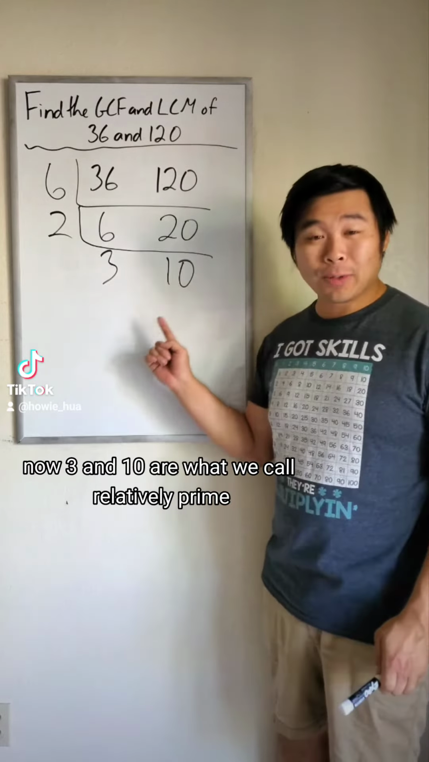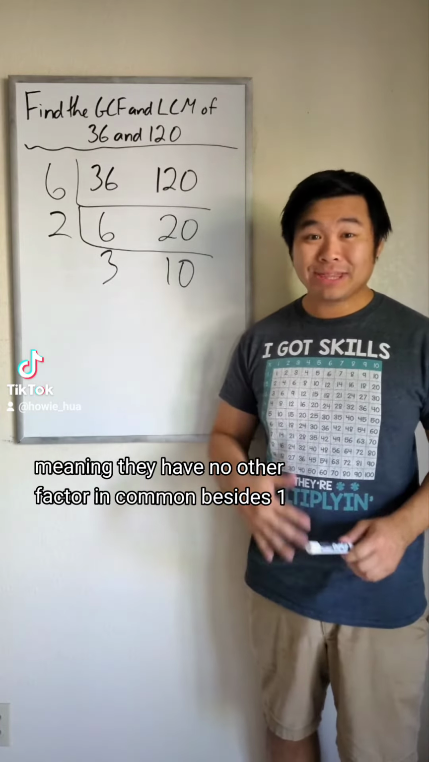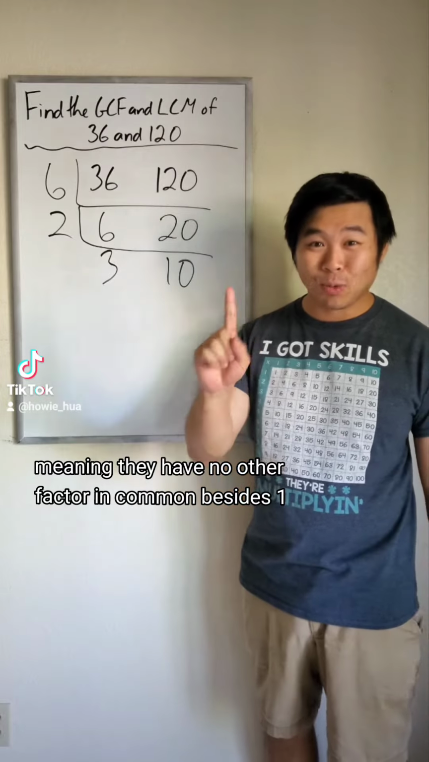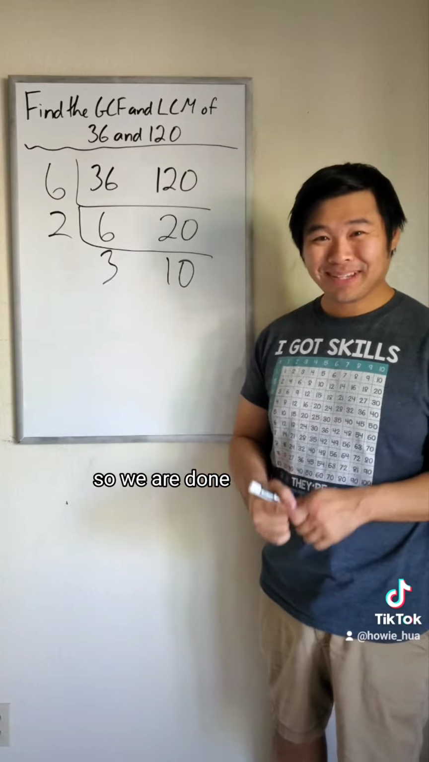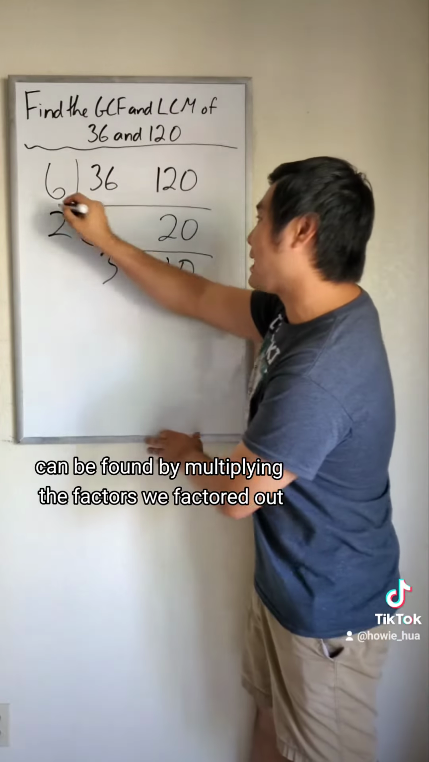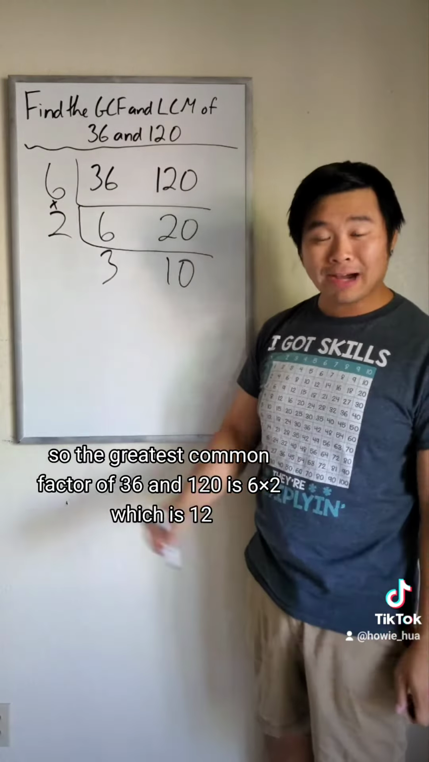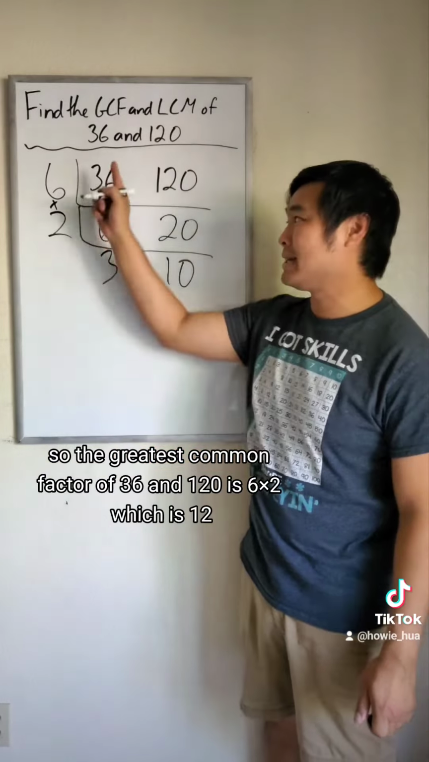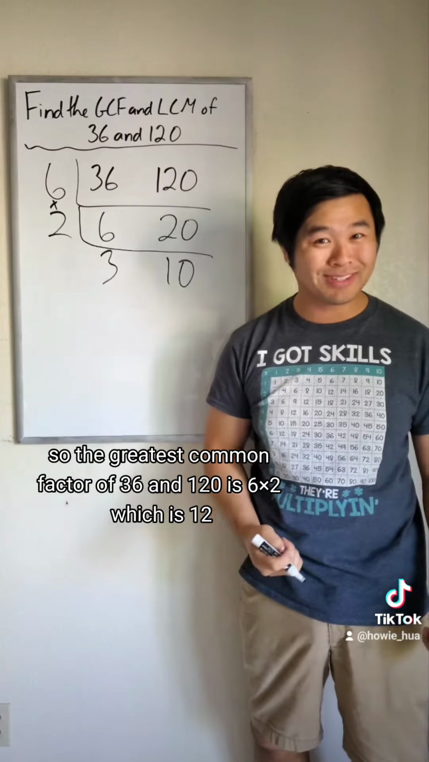Now, 3 and 10 are what we call relatively prime, meaning they have no other factor in common besides 1. So we are done. So the greatest common factor can be found by multiplying the factors we factored out. So the greatest common factor of 36 and 120 is 6 times 2, which is 12.